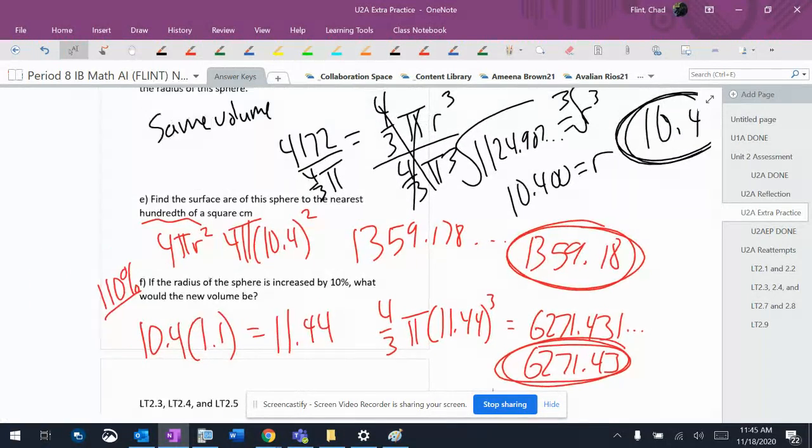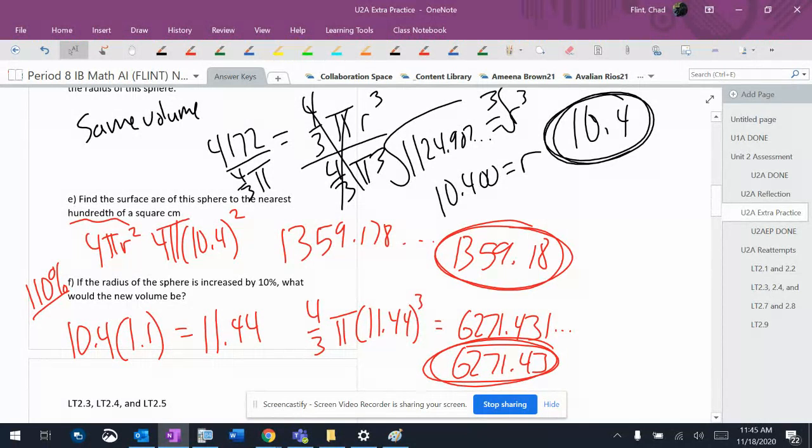All right, and that is a whole bunch of volume and surface area questions all jumbled together. If you redo one of these 2 learning targets for a reattempt, you are going to have to do both of them. So make sure that you're up to speed with how all of that stuff works.